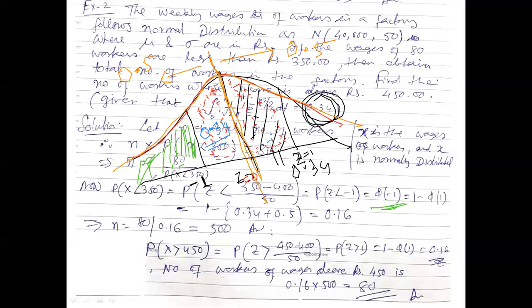So if I want to find the green part, the green part is 0.5 minus this 0.34. You can write it, correct? Since this is 0.5 and this is 0.34, this green part will be 0.5 minus 0.34, correct? This is one way to find this area, or you can use this formula also.